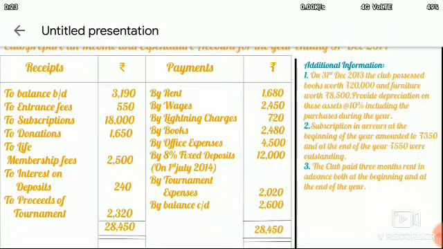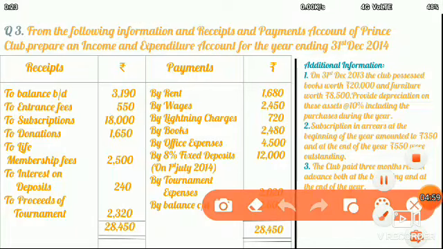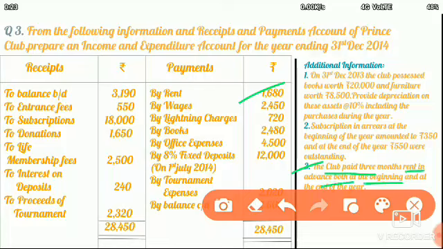Next, the next adjustment is related to rent. For rent, the actual amount of cash paid is 1680. The additional information says the club paid 3 months rent in advance, both at the beginning as well as at the end. At the beginning means last year's, they are talking about the previous year. In the previous year, an advance of 3 months rent was paid.